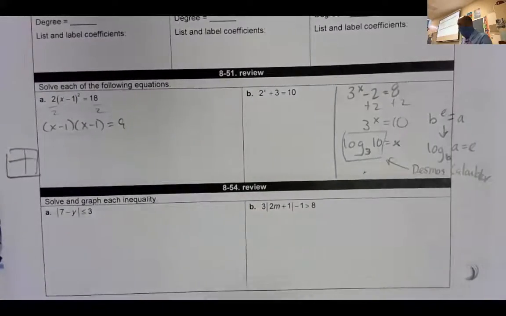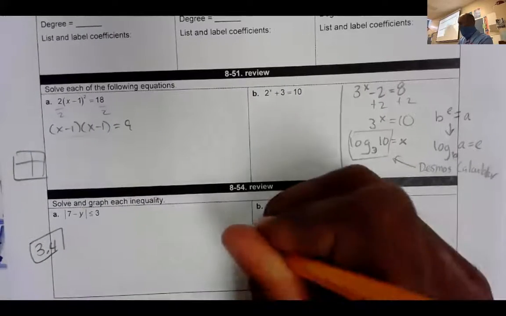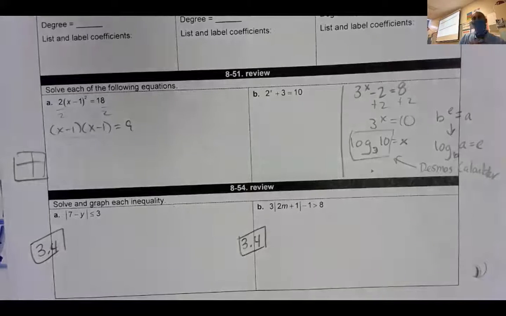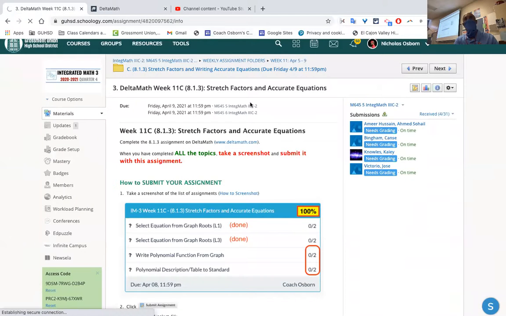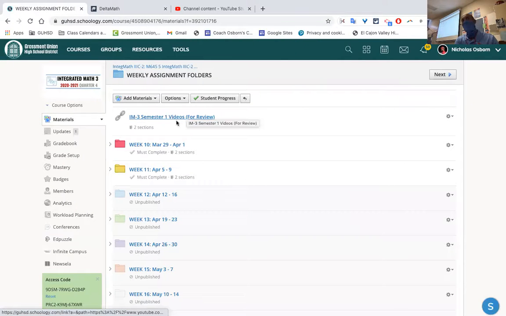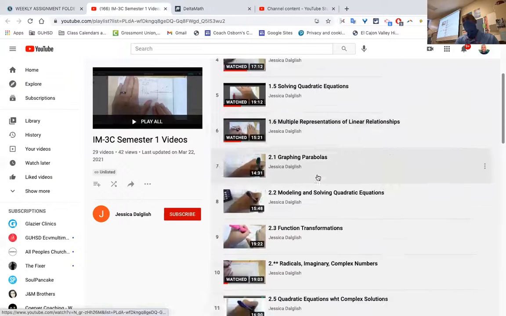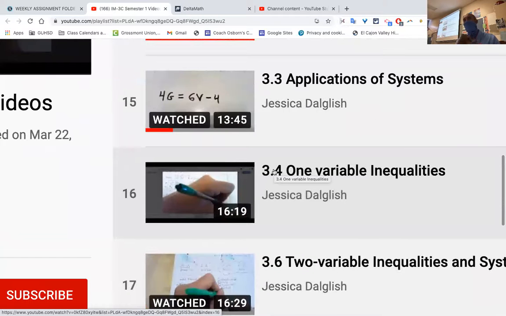Now, I'm not going to go over these last two here, but to review those, go to notes in 3.4. So 3.4, so just remember if you go to the weekly assignment folders right here, where it has that link for the videos, you can look over your notes for 3.4 or scroll down here to 3.4 one variable inequalities, and you can review how to do those.